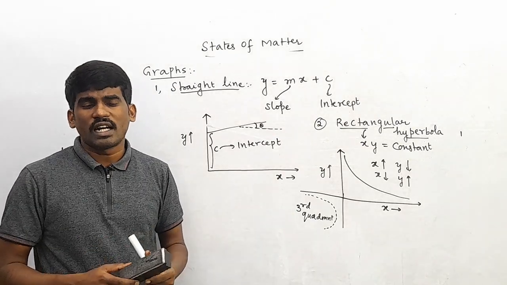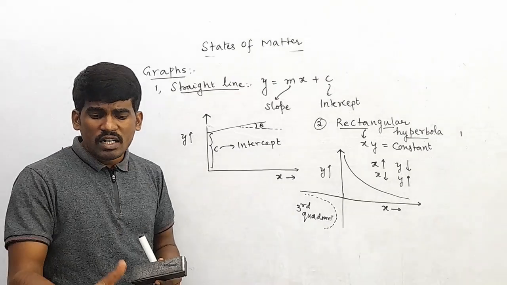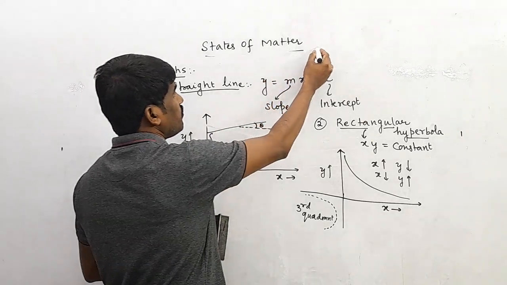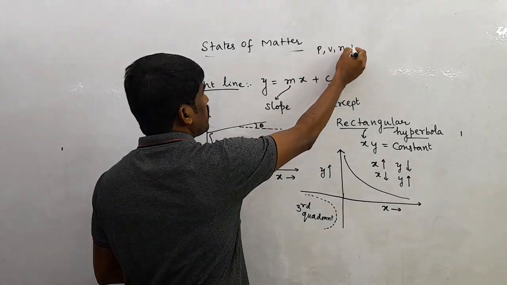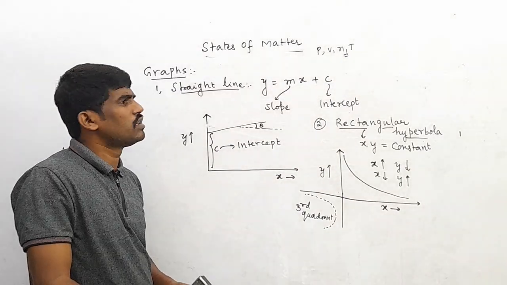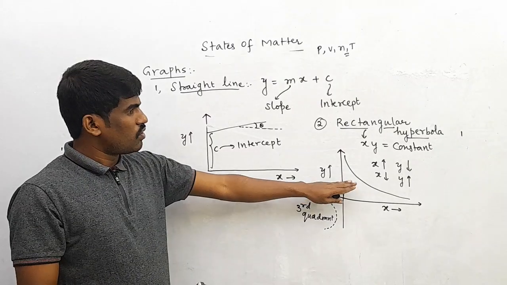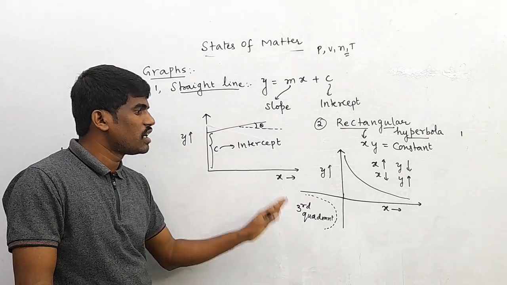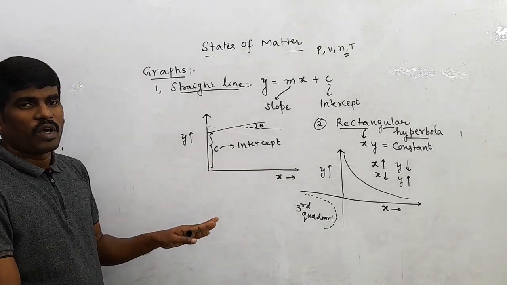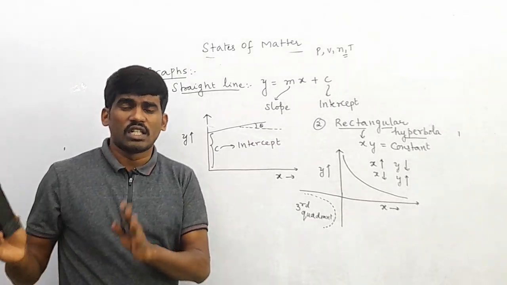But actually it cuts the graph at infinite points. But we will not discuss these kinds of graphs. Why? The measurable properties which I have mentioned, pressure, volume, number of moles and temperature, are positive values. We never discuss negative values. That's the reason we are not going to talk about these graphs. Rectangular hyperbola graphs we are going to draw only in the first quadrant, not in the third quadrant.